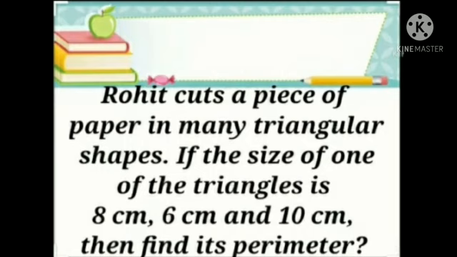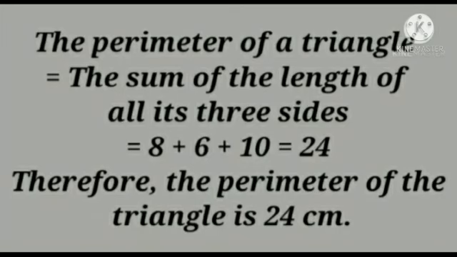Next example, Rohit cuts a piece of paper into many triangular shapes. If the sides of one of the triangles are 8 centimeter, 6 centimeter and 10 centimeter, then find its perimeter. So first we will apply the formula to find out the perimeter of a triangle. The formula is the sum of the lengths of all its three sides, that is equal to 8 plus 6 plus 10. The total is 24. Therefore, the perimeter of the triangle is 24 centimeter.